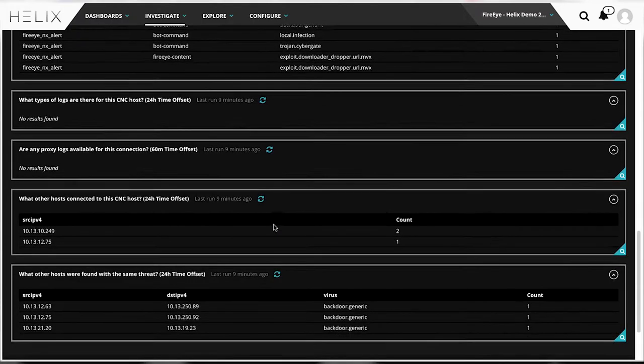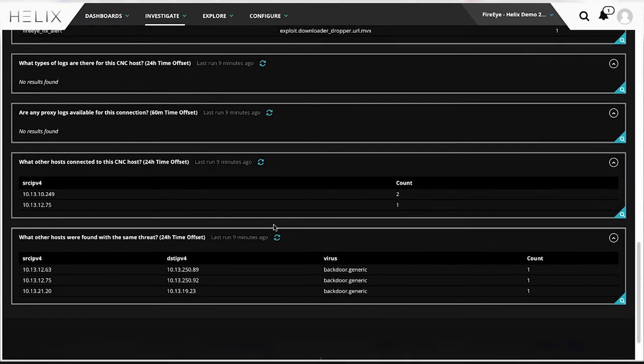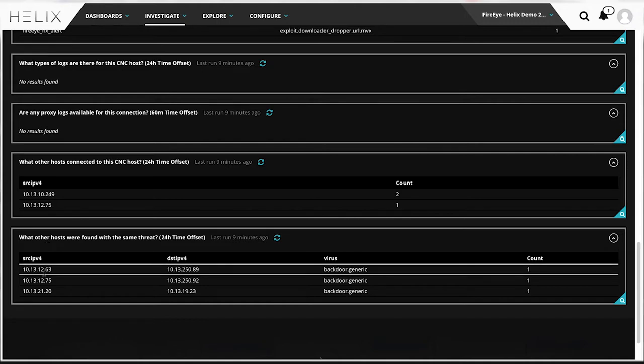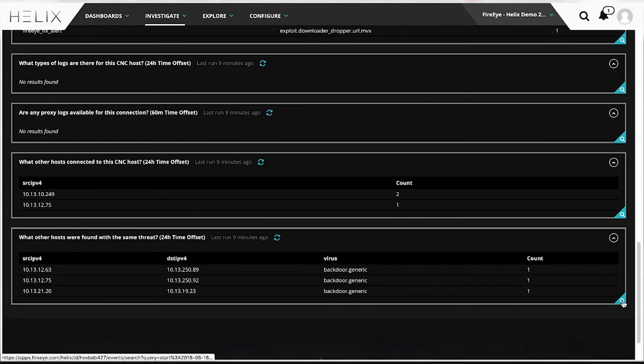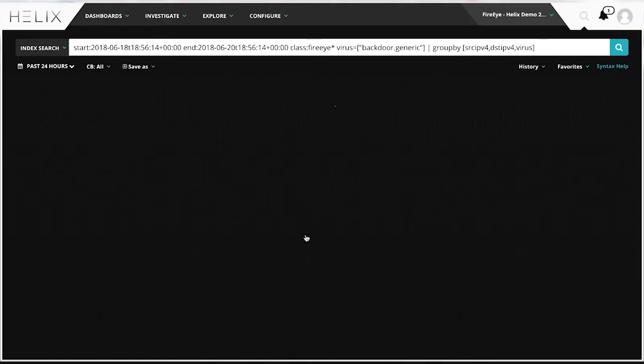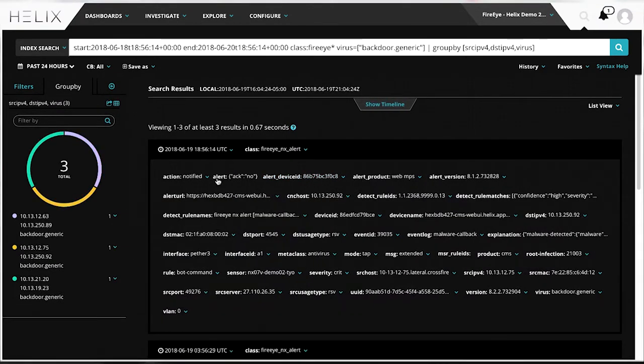And then we'll move down into the actual host connected to the command and control host. Looks like there's 2 here. And then lastly, what other hosts were found with the same threat. You'll find that there's 3 specific IP addresses with a virus backdoor.generic. So it looks like there's definitely not just one host in question here. There's a couple of hosts. Looks like there's 2 or 3 different hosts that you may want to look at. And we can then pivot into those specific hosts and do further hunting for evil once you go into the platform and start searching for that data.